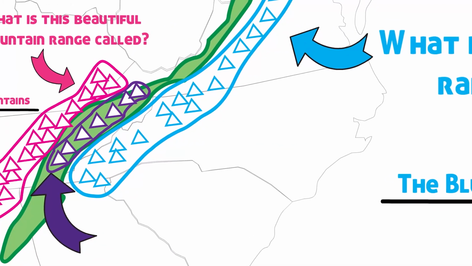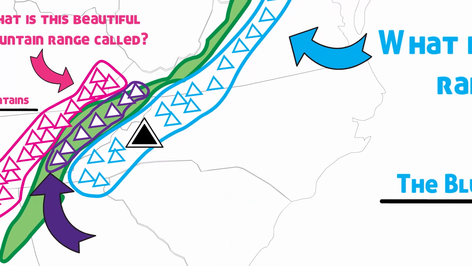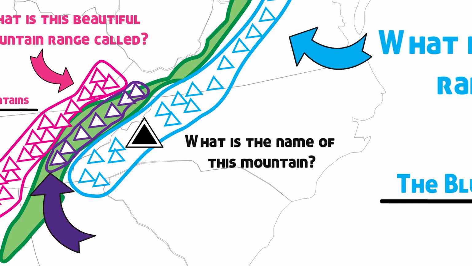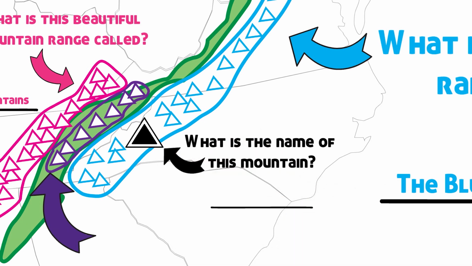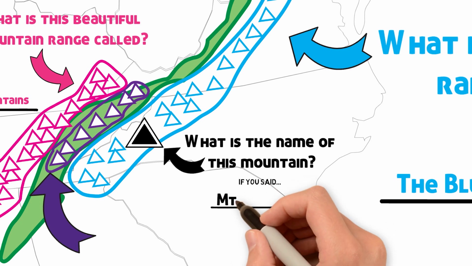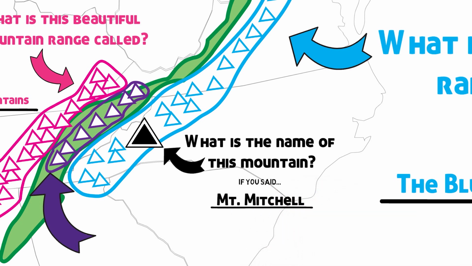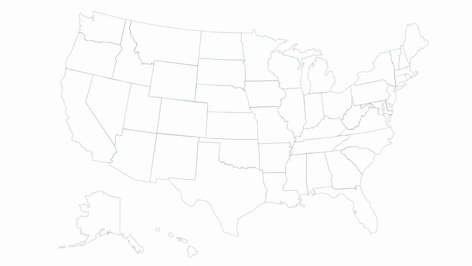Now there is one mountain within the Blue Ridge Mountain Range that is the highest elevation east of the Mississippi River. What is the name of this mountain? If you said Mount Mitchell, you would be correct. Heading west.